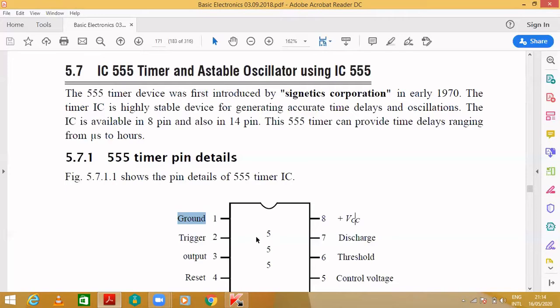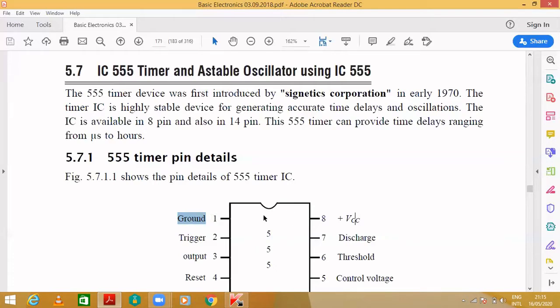So the first pin is ground, isn't it? Pin number 1 is ground, pin number 2 is trigger, pin number 3 is output, pin 4 is reset, pin 5 is the control voltage, then threshold, discharge and plus VCC. So let's start with this. The first one is the ground pin.